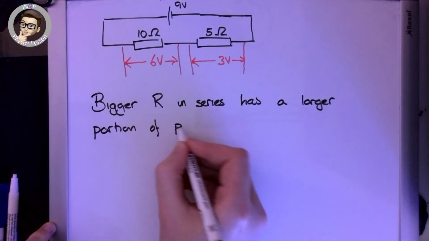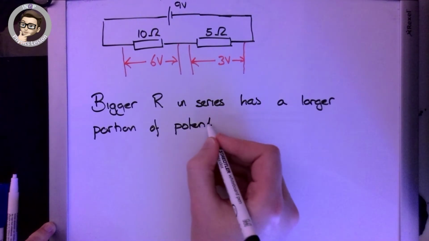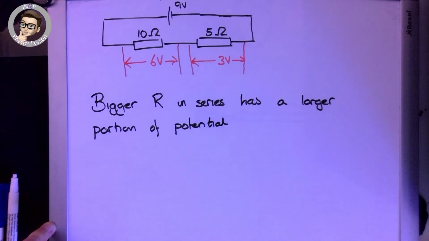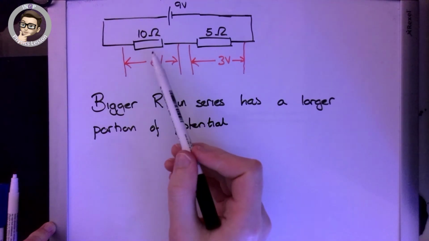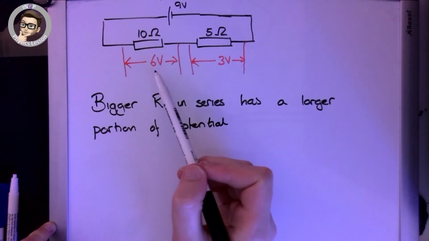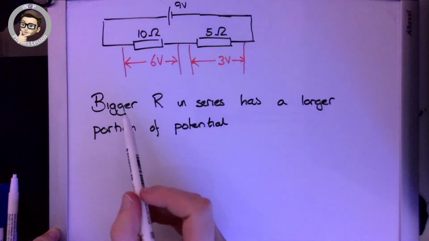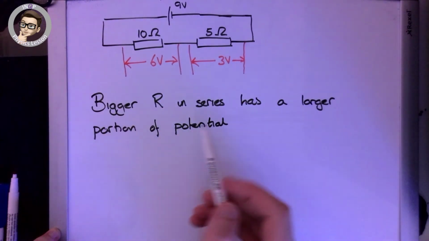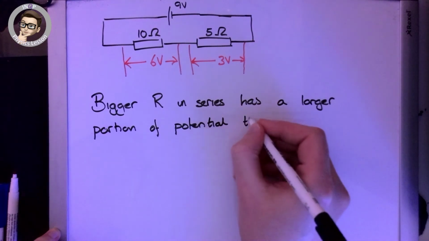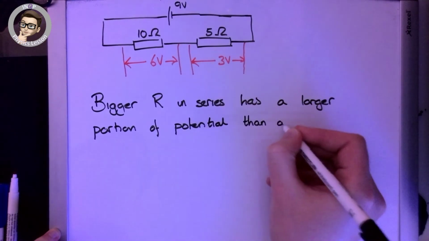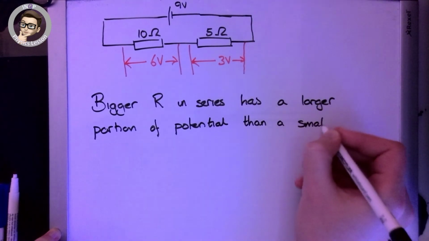Now, you don't need to be able to work this out until A level. This comes back at A level. But what you do need to know is that if you have a larger resistor, you will have a larger potential difference. So a bigger R in series has a larger portion of potential difference than a smaller resistance. That's all you need to know.